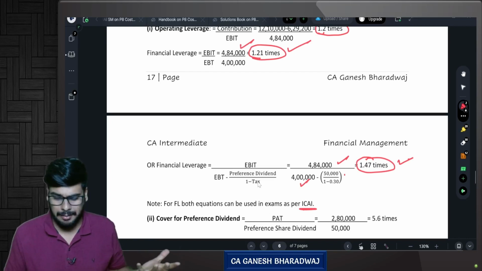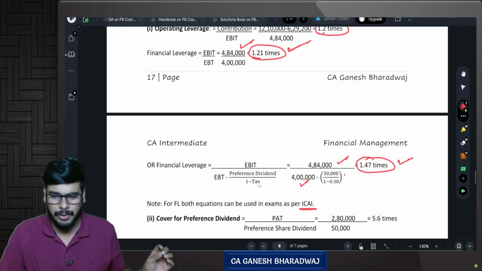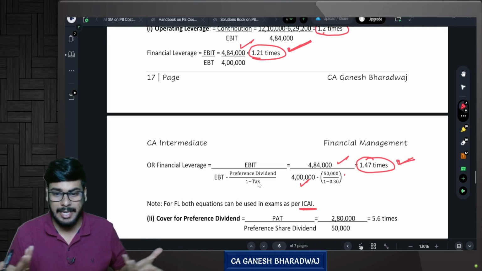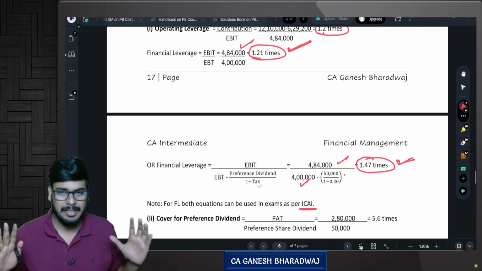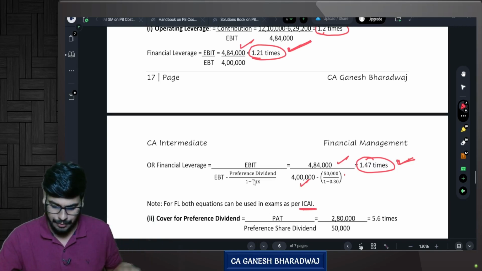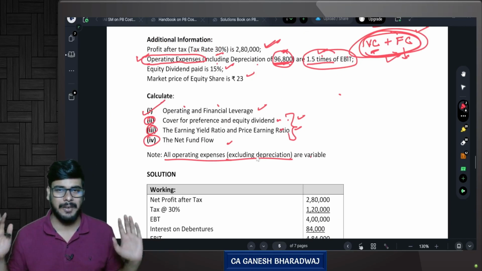Because there is not much clarity at times, even when preference dividend is given, institute has ignored the preference dividend. Technically speaking, you should consider it. At times they have ignored it. So anyways, let us not take the chance. You can write both the methods. It's just a matter of few more seconds. Are you clear with this? Yes. So with this, we have finished the first part of the question, that is operating and financial leverage.